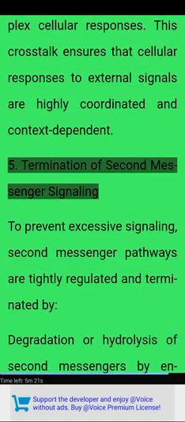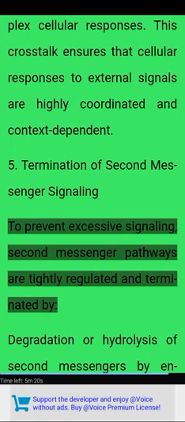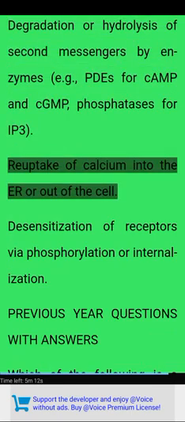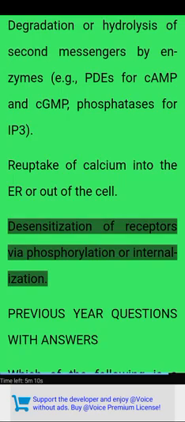5. Termination of second messenger signaling. To prevent excessive signaling, second messenger pathways are tightly regulated and terminated by degradation or hydrolysis of second messengers by enzymes, e.g., PDEs for cAMP and cGMP, phosphatases for IP3. Reuptake of calcium into the ER or out of the cell. Desensitization of receptors via phosphorylation or internalization.